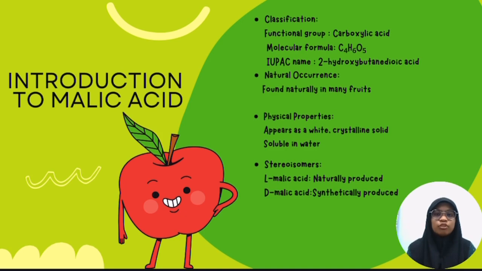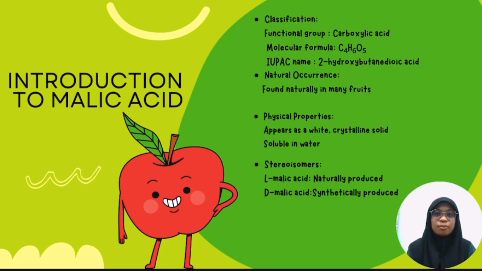Now, let's move on into the introduction of malic acid. The functional group of malic acid is carboxylic acid, and its molecular formula is C4H6O5. The IUPAC name for malic acid is 2-hydroxybutanedioic acid. Malic acid occurs naturally in many fruits and contributes to their sour taste, especially in apple. This is reflected in its name, which comes from the word malum, which means apple.